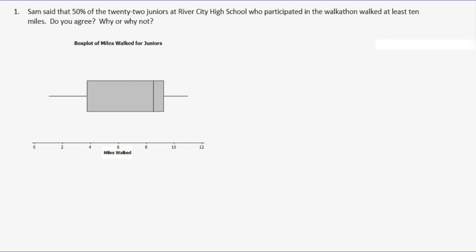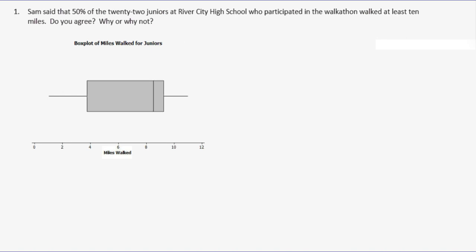It says Sam said that 50% of the 22 juniors at River City High School who participated in the walkathon walked at least 10 miles. Do you agree? Why or why not? If we look, we're given a box plot of miles walked for juniors, and we can see our scale by twos for the miles that are walked. So we want to think about, is Sam's statement valid, and how can we justify that?